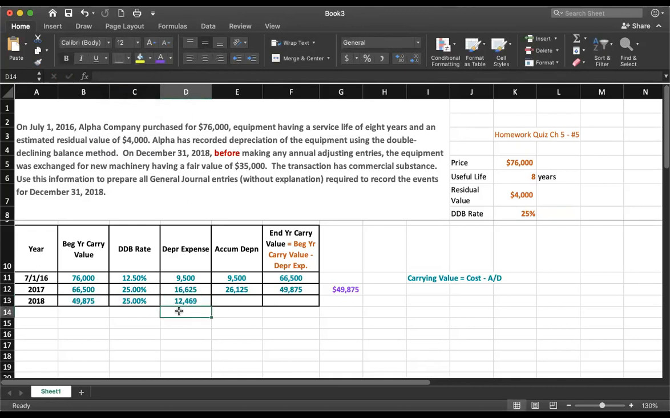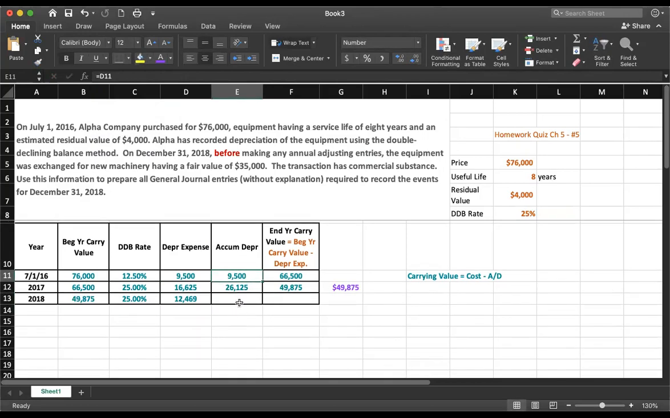All right, so we have 12,469, and the accumulated depreciation at the end of 2018 is going to be what it was at the end of the previous year, 2017, plus the depreciation taken in 2018. And then now we can compute the end of year carrying value, which is the beginning of the year carrying value minus the depreciation expense.